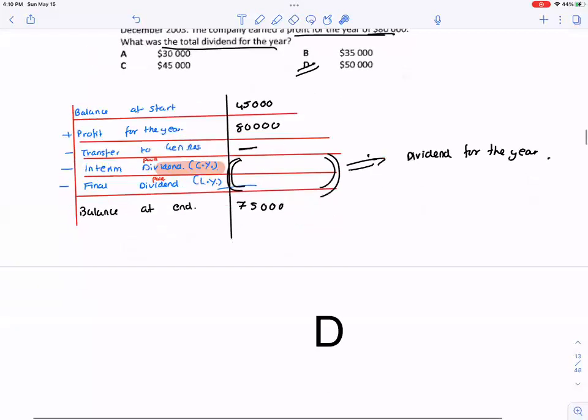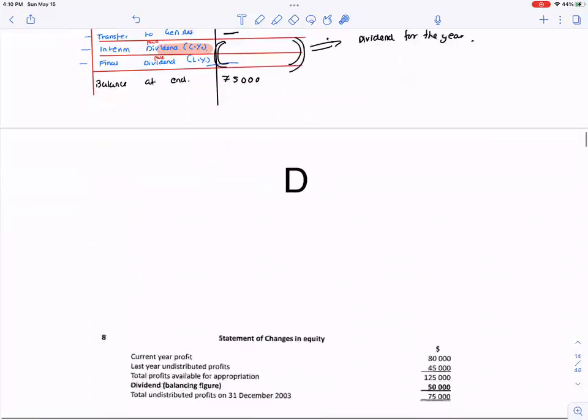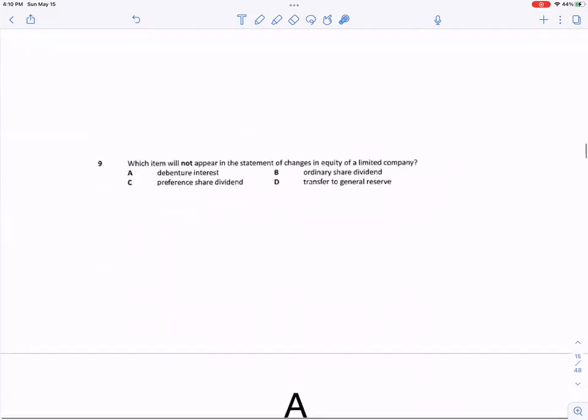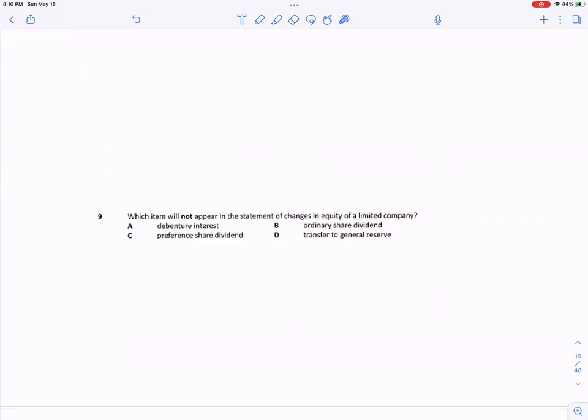What is shareholders funds made up of? Shareholders funds are made up of the issued and called up capital plus general reserve plus retained earnings.